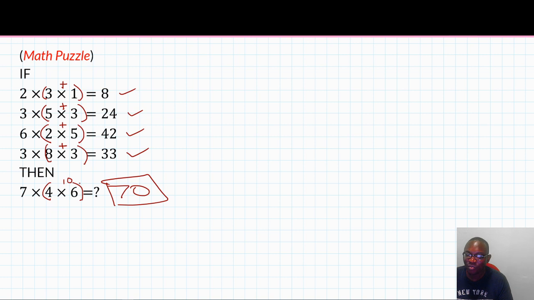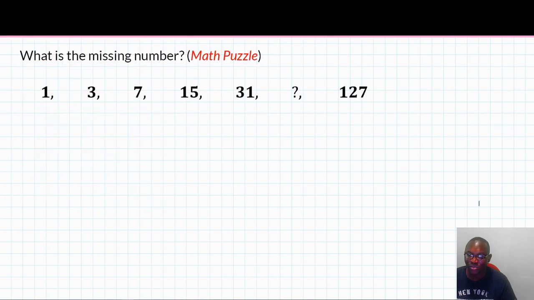And we have one final puzzle, and then we shall be good for today, or for this week. So we're looking for the missing number here. 1, 3, 7, 15, 31, a missing number, and then 127. 1, 3, 7, 15, 31, missing number, and then 127.